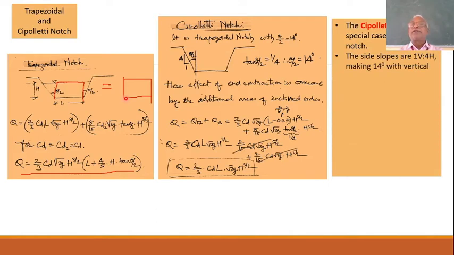Okay, so Cipolletti notch is a special case of trapezoidal notch. Fine. The side slopes are 1 horizontal to 4 vertical, making 14 degrees with a vertical.